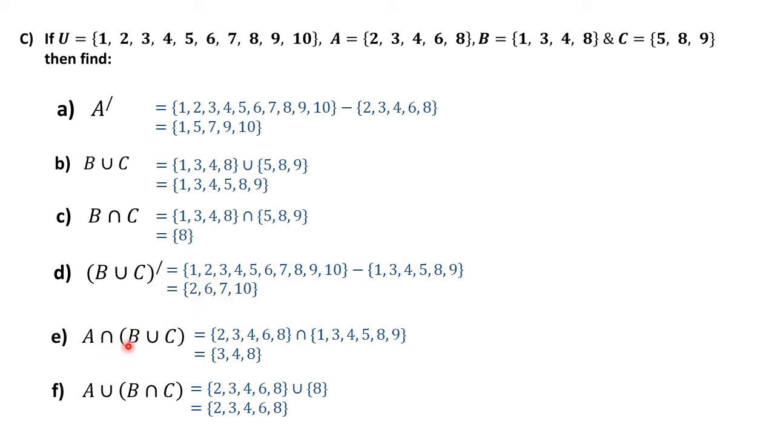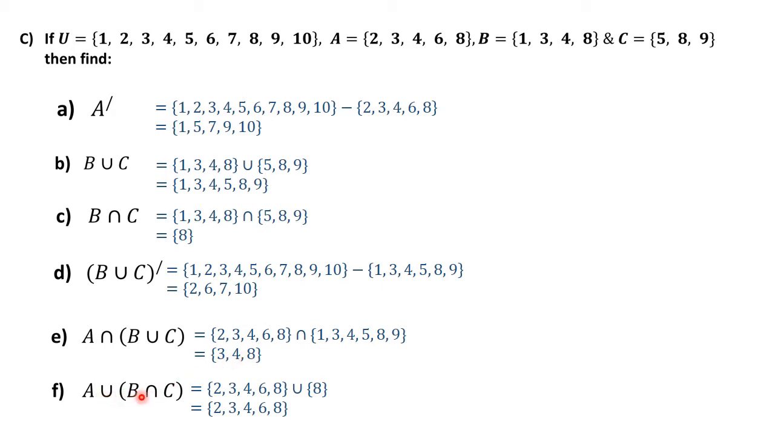A intersection B union C. A is 2, 3, 4, 6, 8. Intersection B union C, and B union C is 1, 3, 4, 5, 8, 9. Common elements between these two are 3, 4 and 8.